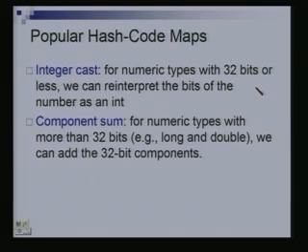If you have, let's say, a key which has more than 32 bits in it, let's say it's some real number, a long or a double which takes more than 4 bytes, then you can take it in chunks of 32 bits and add them up. So take the first 4 bytes, add to it the next 4 bytes and so on to get eventually some 32 bits, and that could be the integer you are working with.